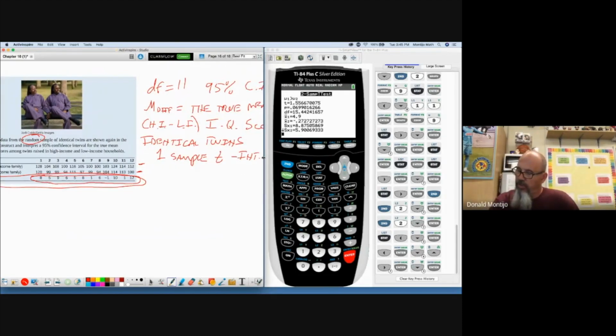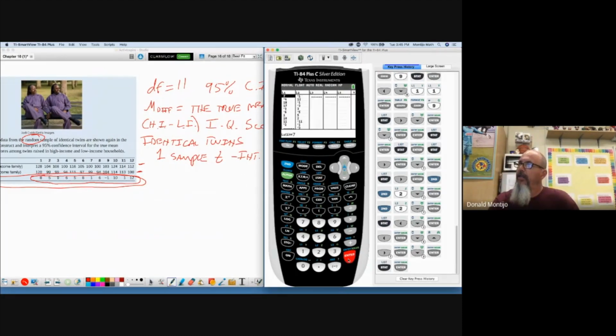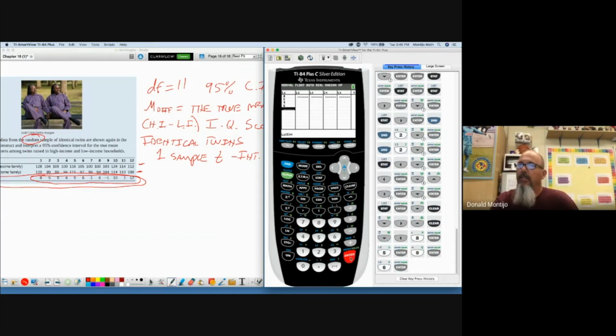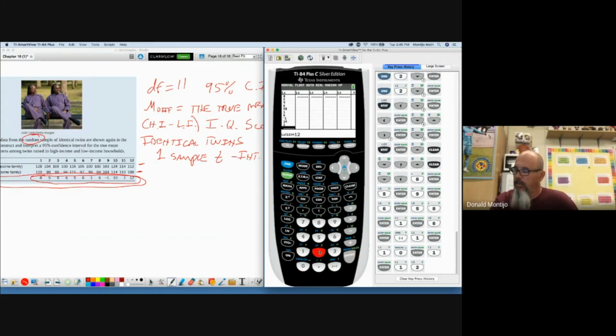So if I go to stat edit, I'm going to clear out this list from the earlier problems, and I'm going to add the data. So the first difference was 8, 5, 9, 6, 5, 8, 1, 6, negative 1, 10, 1, and 12. Okay. Let's graph that.